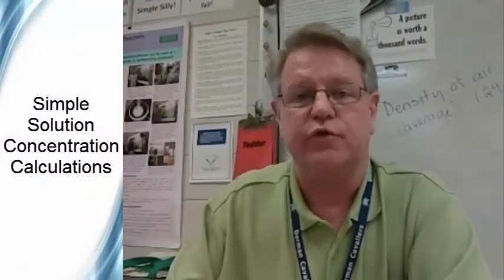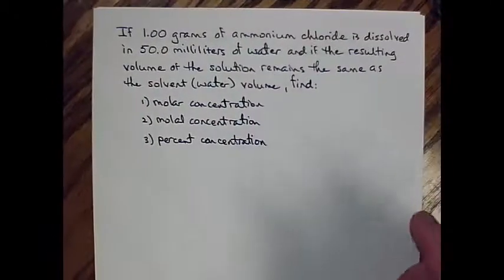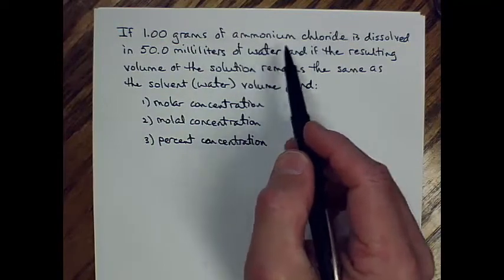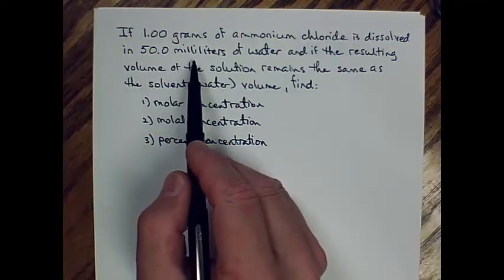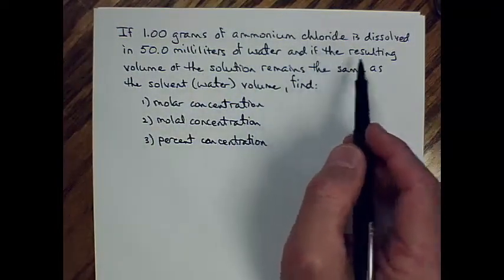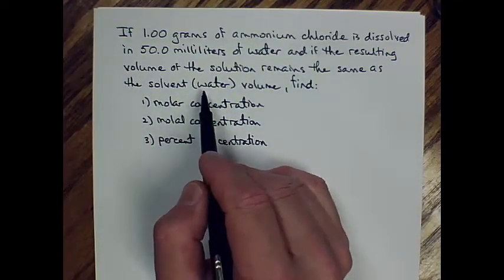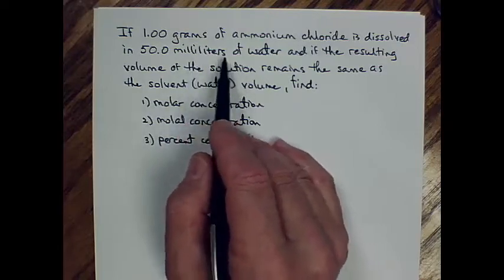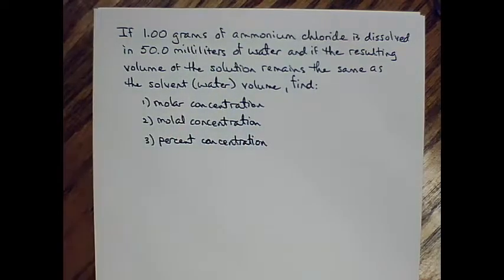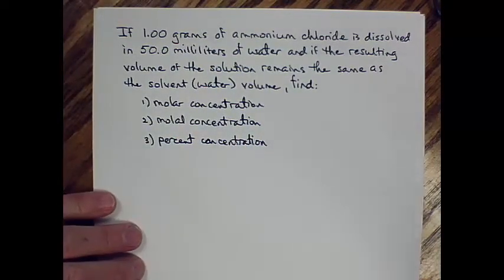Alright, so we're beginning to learn how to do some calculations with solutions. Let's begin with some very simple problems here. Okay, let's take a look at this problem. If 1 gram of ammonium chloride is dissolved in 50 milliliters of water, and if the resulting volume of the solution remains the same as the solvent, that is to say the water volume, I want to find the following. 1, let's find molar concentration.